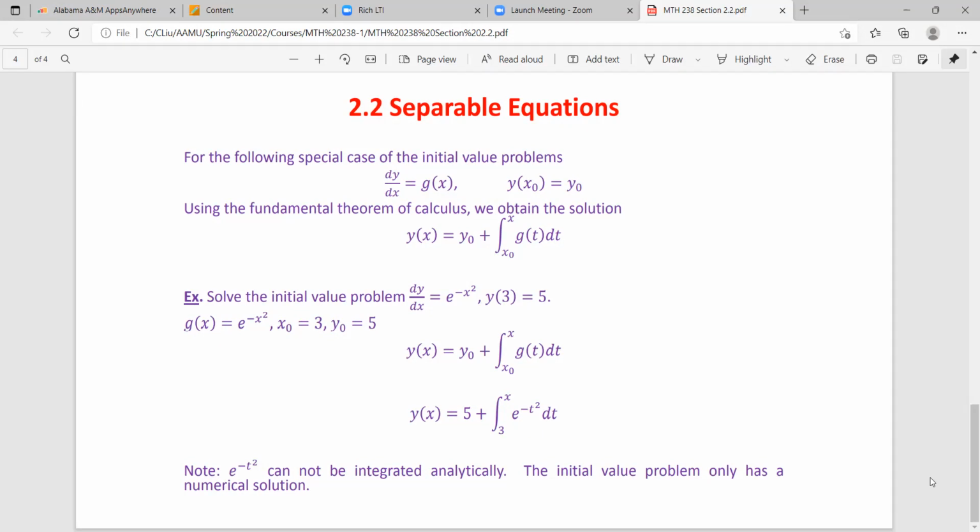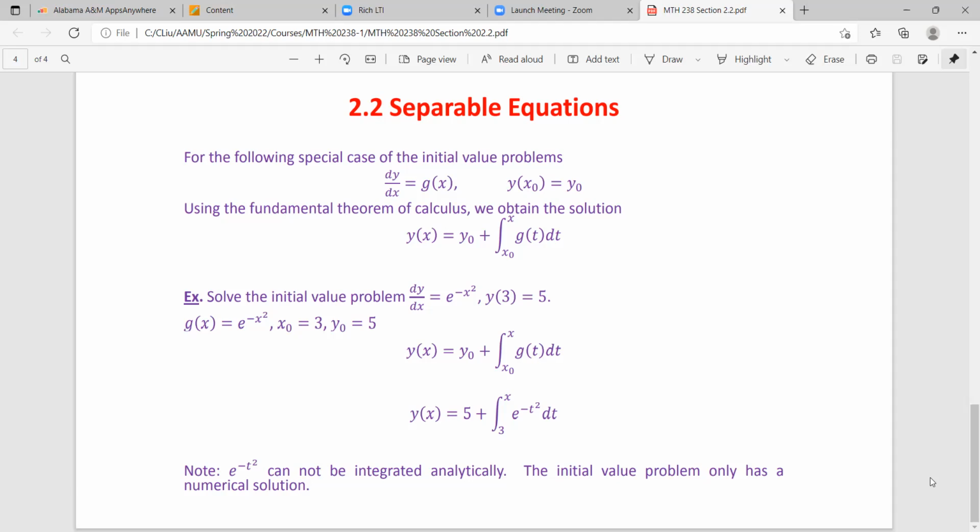Okay, so suppose we have an initial value problem dy over dx equal to g of x. So that's a special case of an initial value problem or differential equation. On the right hand side, we only get a function g as a function of x. It does not depend on y. So usually, the first order differential equation in this case will be dy over dx equals f of x, y. Both x and y appear on the right side.